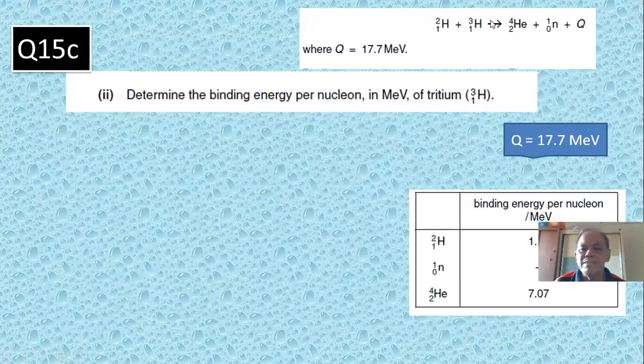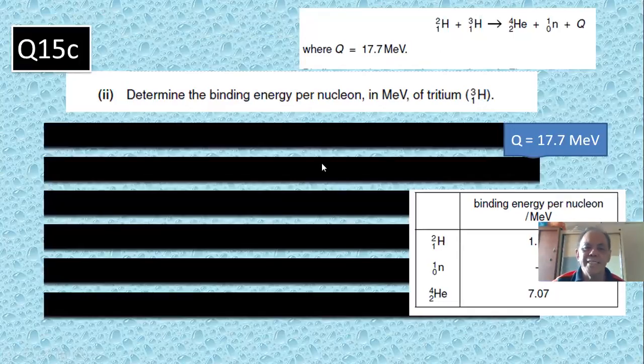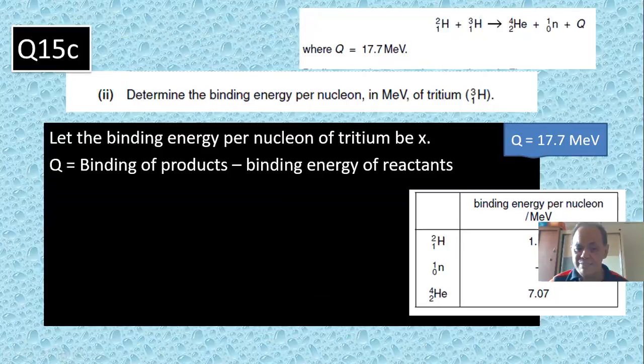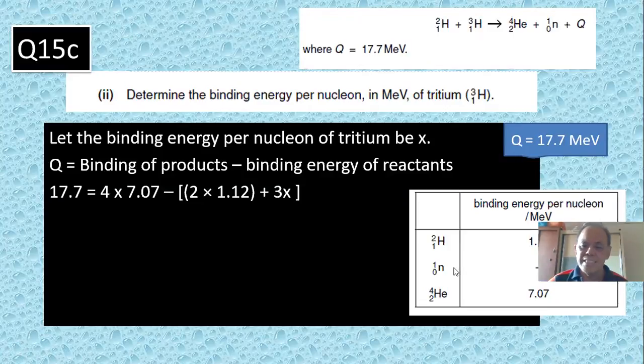Okay, this is the one that is not given. This one is given, this is given, and that energy is given, 17.7 mega electron volt. So remember, we work with energy, it must be the same unit. Let the binding energy per nucleon of tritium be X. This one, we don't know. We want to find that, let it be X. Then Q, we define as binding energy of product minus binding energy of reactants. So that is your Q, 17.7 mega electron volt equals that value.